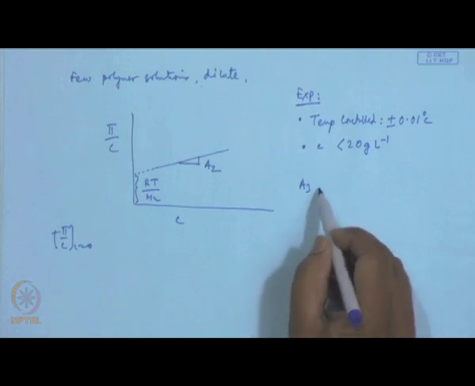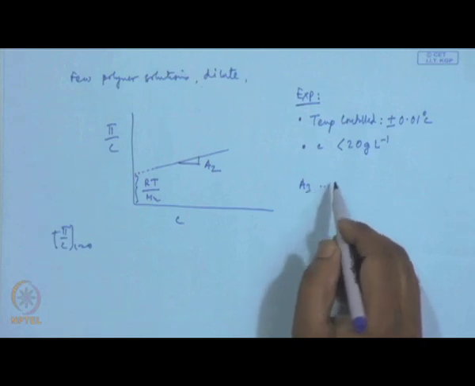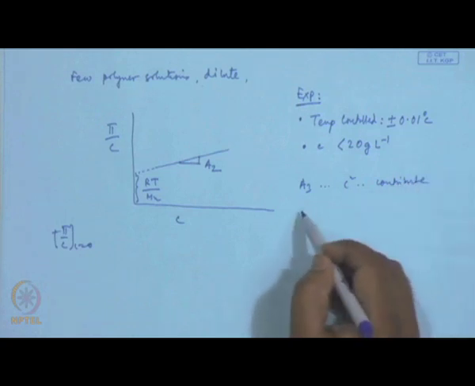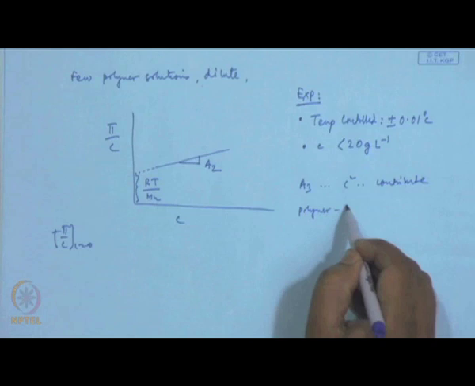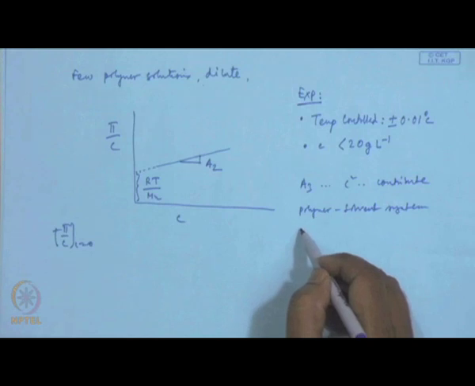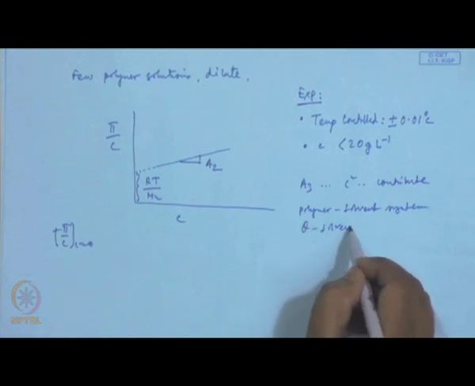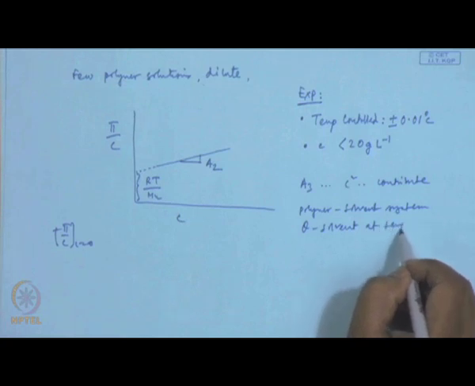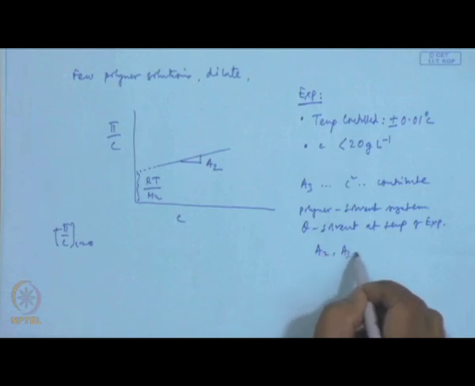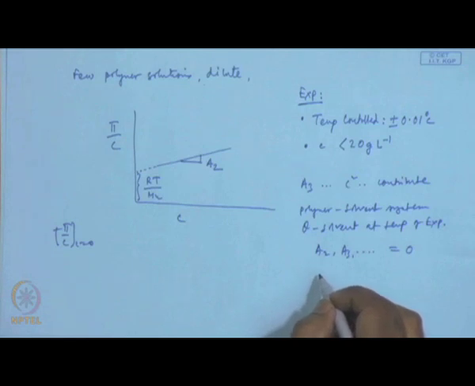If A3 becomes significant, then C square terms contribute, and if the polymer solvent system is theta solvent at the temperature of the experiment, then A2 and A3 will all become 0, which means the osmotic pressure by C will be concentration independent.